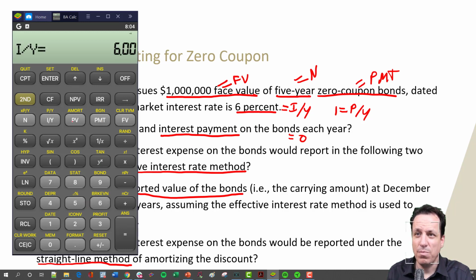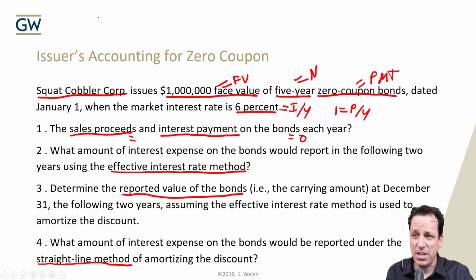And then we're going to compute present value, but we have to first make sure that payments per year equals 1. If it's not, you press 1, then you press enter, and then you press second quit. All right, we're all set. We'll compute present value. And what we got was $747,258. So $747,258 is what the proceeds were for this bond. So that's what we're going to put in here, $747,258.